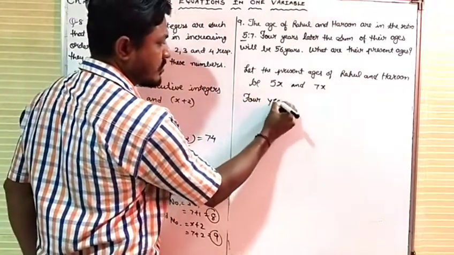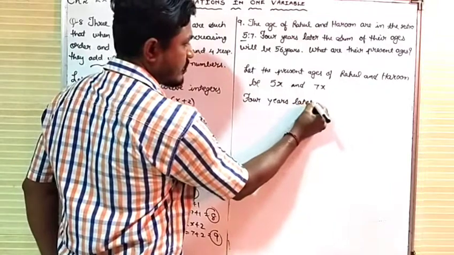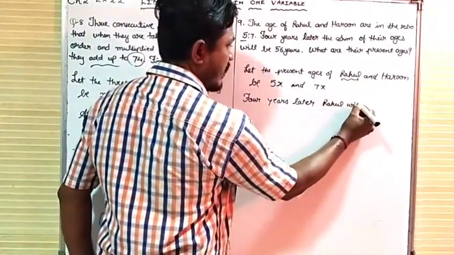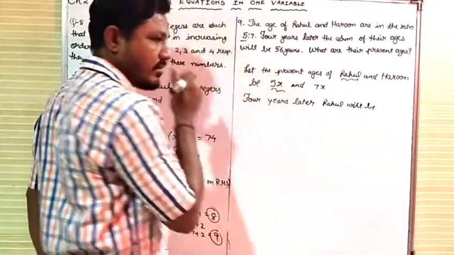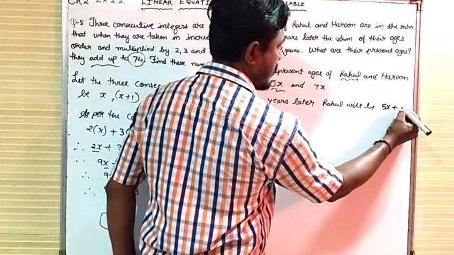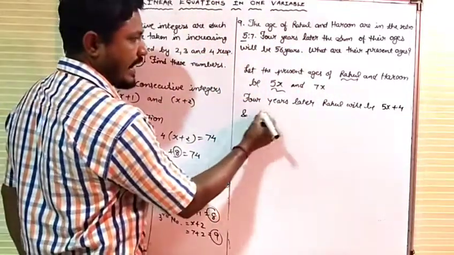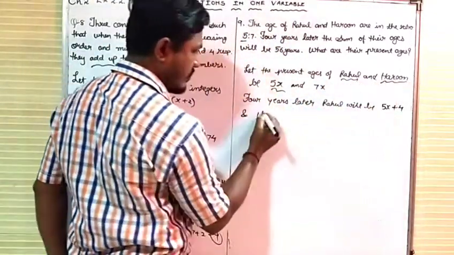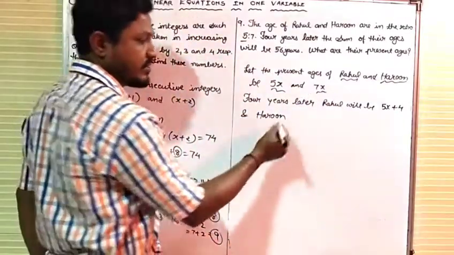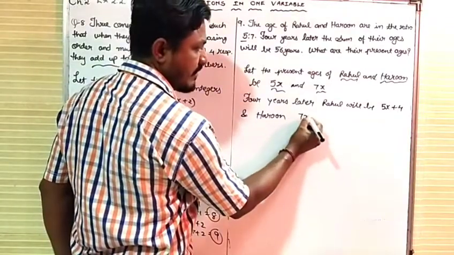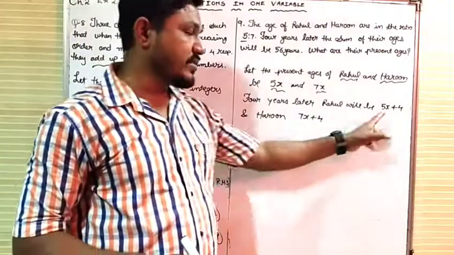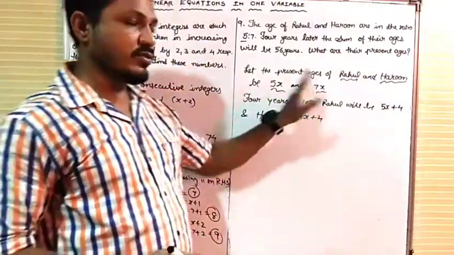4 years later, Rahul will be, if his present age is 5x, so 4 years later he will be 5x plus 4. And Harun, if the present age of Harun is 7x, so 4 years later Harun will be 7x plus 4. Now after 4 years, their ages we found. Present age also we have.